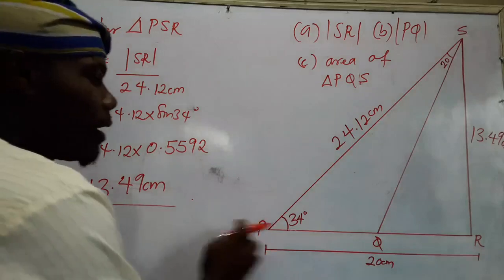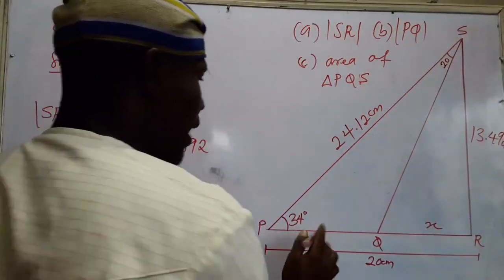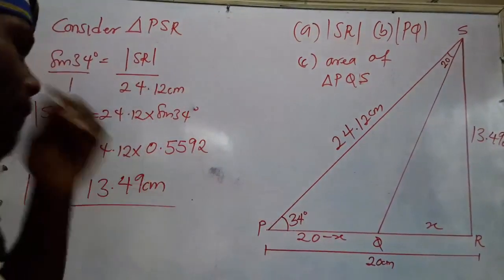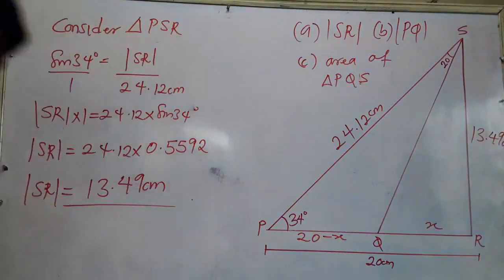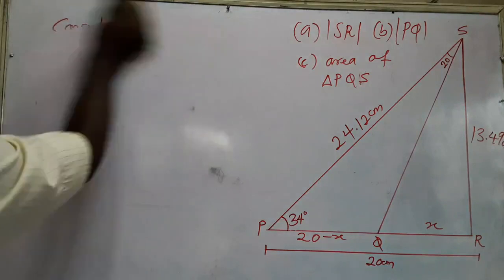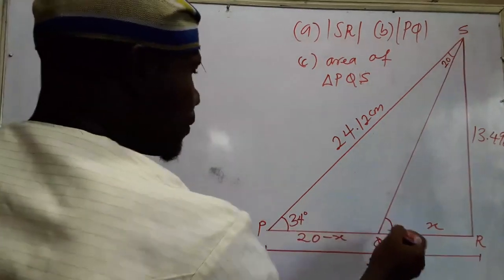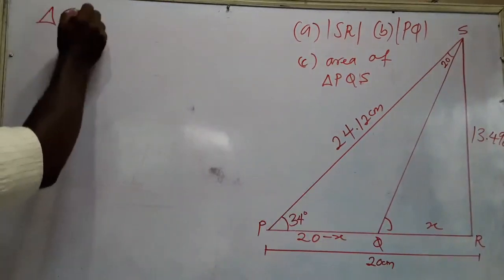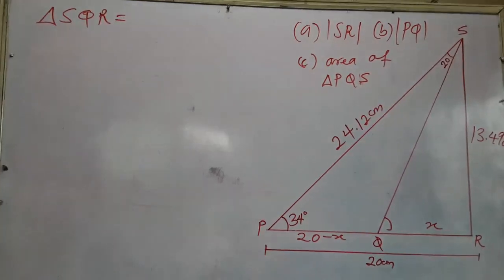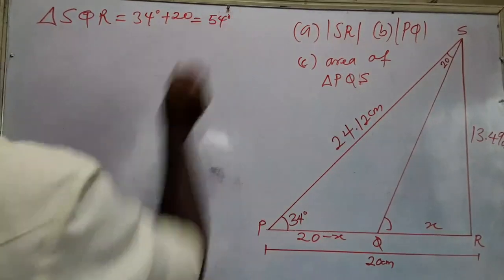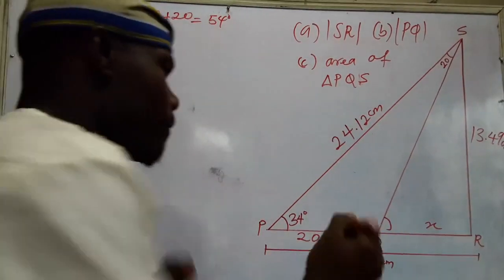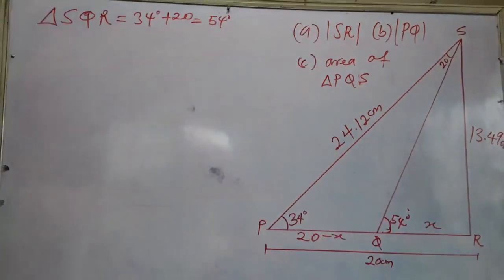From there, there's another question to say you have to find PQ. Let's represent PQ here by X, so here we have 20 minus X. Now, what is the angle SQR? Angle SQR will be the sum of the interior angles, which is equal to 34 degrees plus 20, so it surely gives us 54 degrees. So the angle here is 54 degrees.